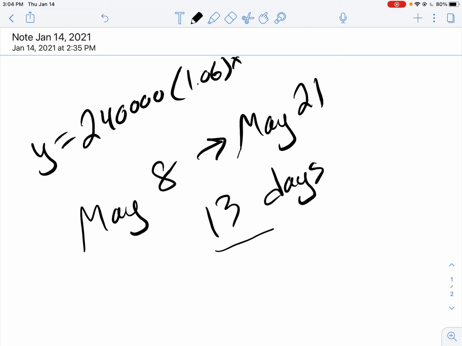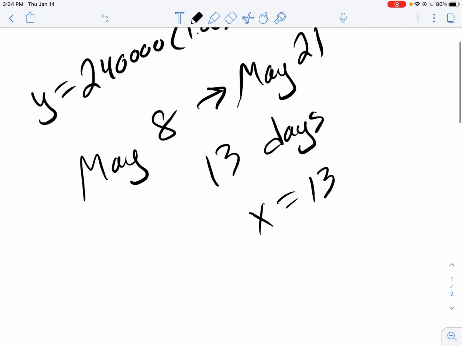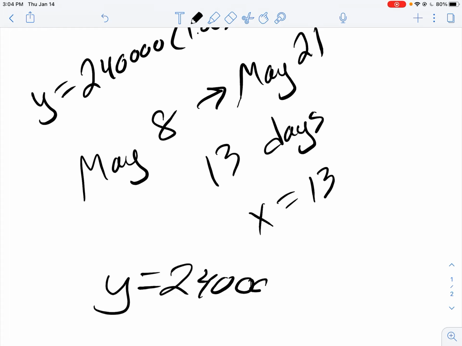Now, the reason why we wanted to figure that out is they told us that the x is going to be represented by the number of days since May 8th. So x in our problem here is going to be 13. Apologies for that. We need to compute what 240,000 parentheses 1.06 raised to the power of 13 is, okay?